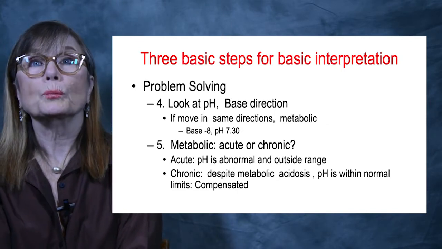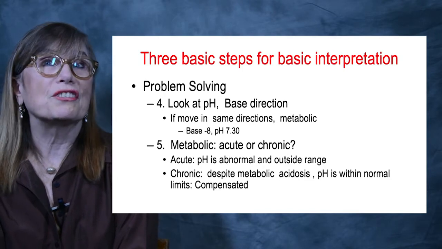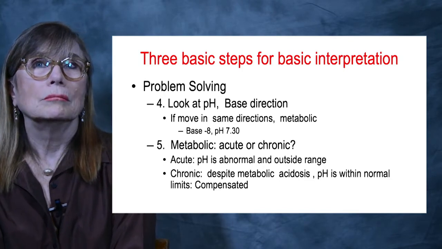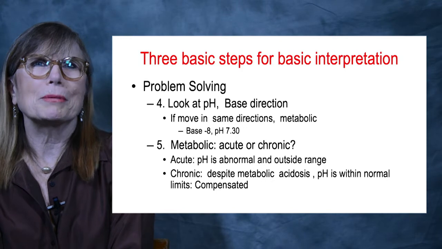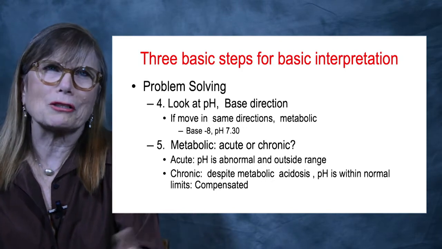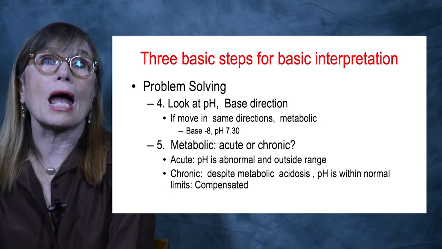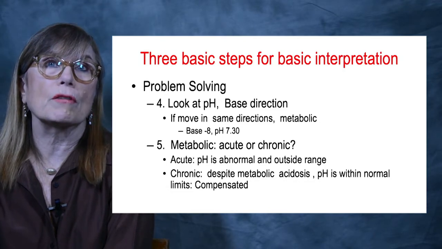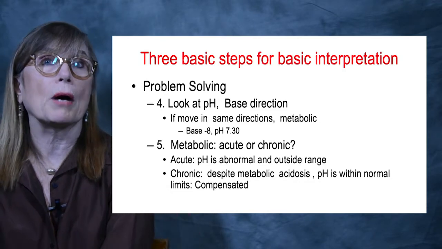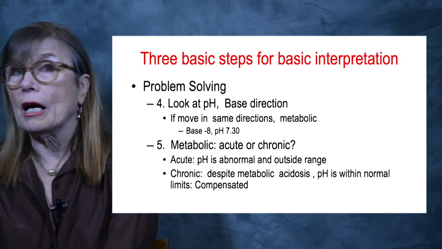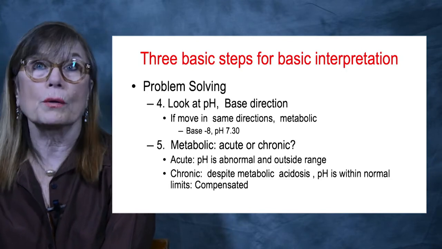All right. So now we move to step number 4. I said 3 basic steps, and it's 3 slides, but it's actually more steps. I'm so sorry. So number 4, looking at the pH and correlate that to the direction of the base, or if what you look at is bicarb. But for us, typically on our arterial blood gas, it's going to be base.